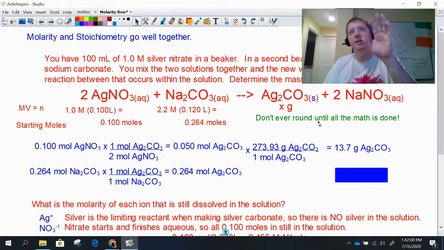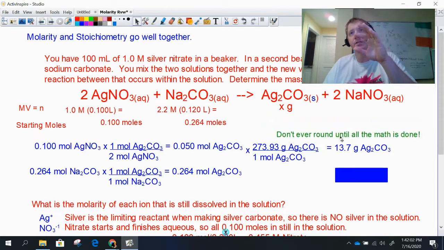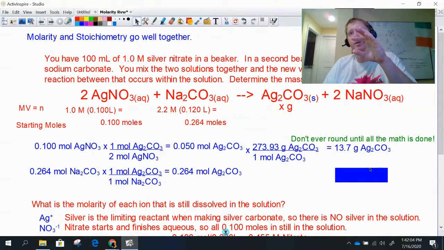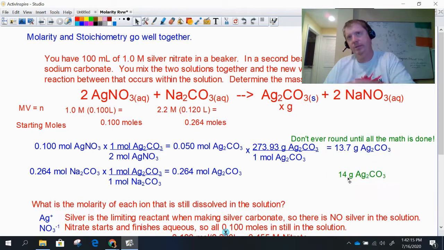So now that I'm done with all of the math for this question, now I am going to round. Go back to the very beginning, I had 100 milliliters and 1 molar, that's 2 sig figs. So I'm going to take this and just go back to 2 sig figs. So they should make about 14 grams of silver carbonate, maybe 13.9, maybe 14.1, but really about 14 grams of silver carbonate based off of these molarities.